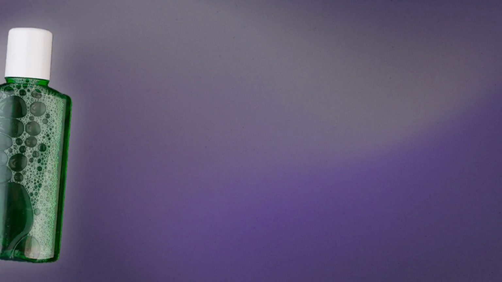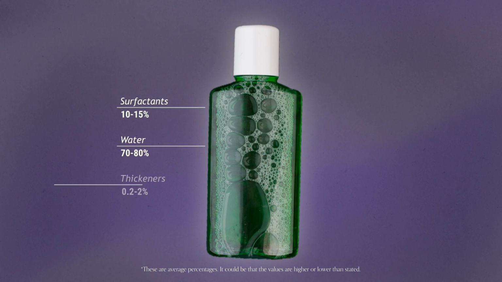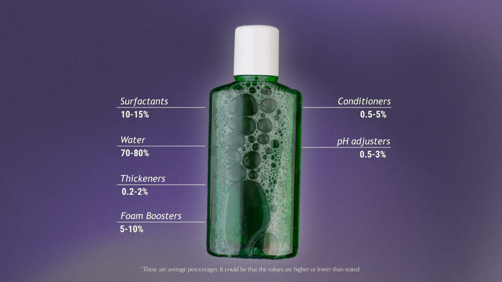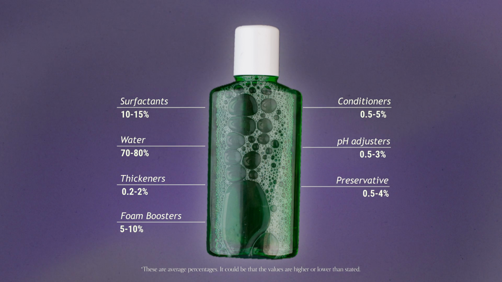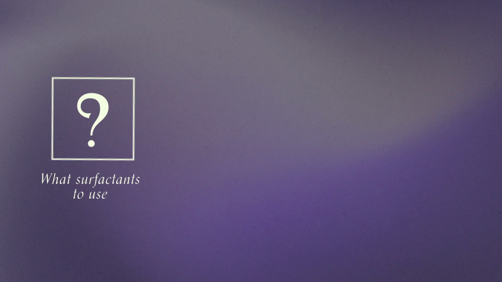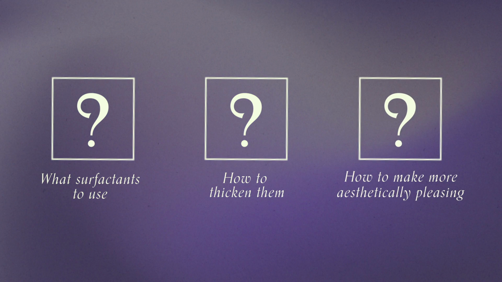The basic components of a shampoo are surfactants, water, the thickeners, the foam boosters, the conditioning ingredients, pH adjusters, preservatives, and optional ingredients like dyes, fragrances, vitamins, proteins, and extracts. Sounds pretty simple, right? Well, it kind of is, but there are a few things to consider when making a shampoo, such as what surfactants to use, how to thicken them, and how to make the product more aesthetically pleasing so your hair doesn't feel like tumbleweed afterwards.